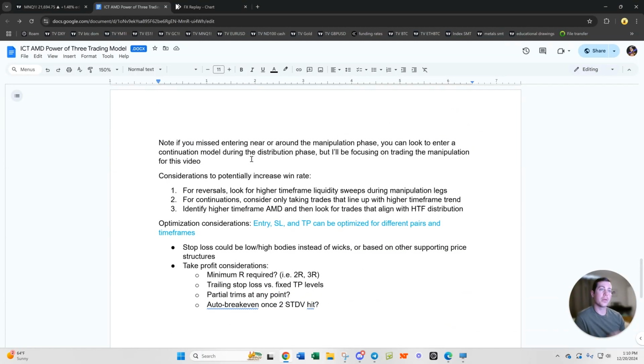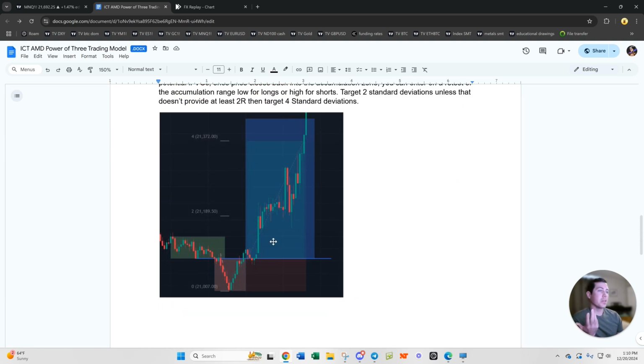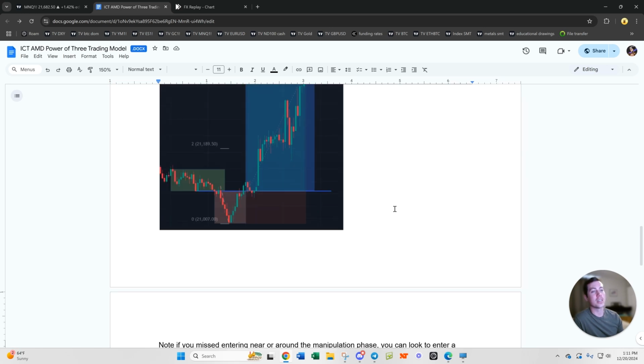A couple of notes I wanted to share. With this model, if you're trading the New York session and you've already seen the manipulation happen, like pre-market, you can look for continuation models to trade this distribution phase. But for today, I'm going to focus specifically on trading the manipulation phase. However, there are opportunities to look for longs in a continuation. You can see in this example, there's a nice fair value gap right here that you could have taken long. Or on lower time frames, you can look for another AMD for the continuation too.